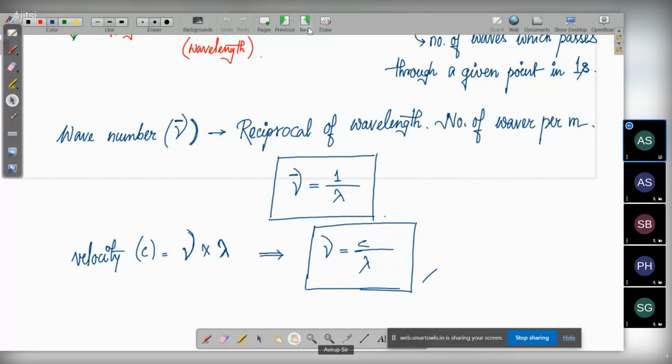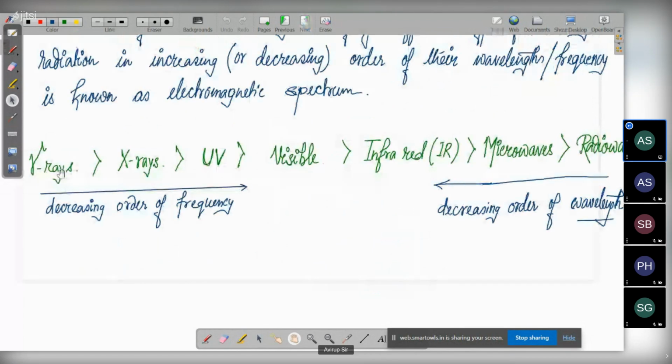So that is why gamma rays have the highest frequency and thus the smallest wavelength. And as you are moving from left to right, the frequencies are decreasing. As a result, their wavelength increases. So that is why radio waves have the smallest frequency but the largest wavelength.